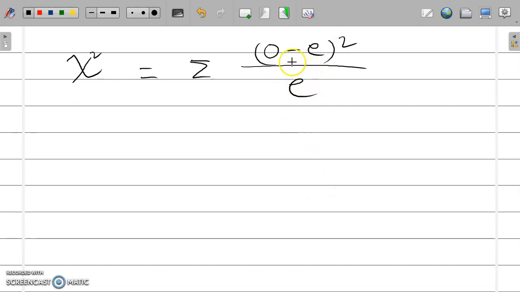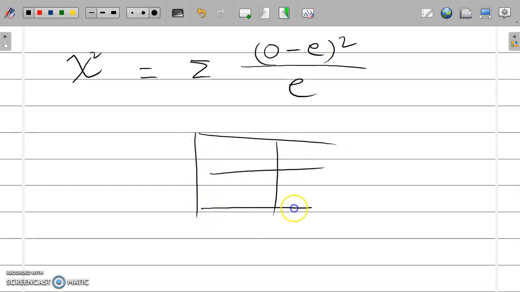So first we calculate the expected frequency for each cell. For example, we have, say, these 6 cells. In these 6 cells, O, the actual value, is already given. We need to calculate the expected value.